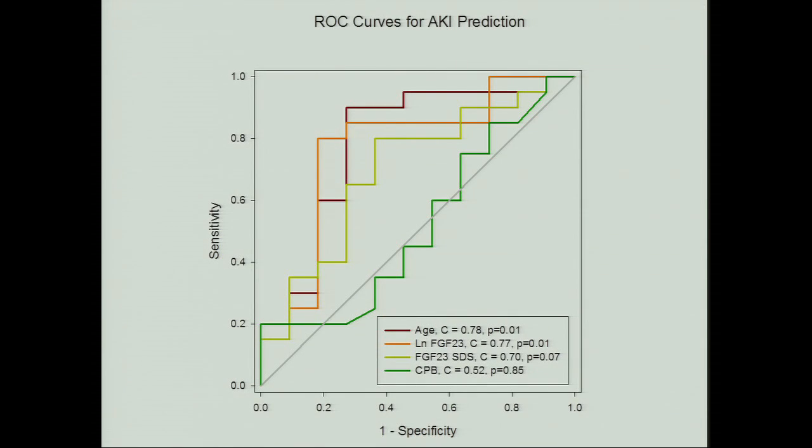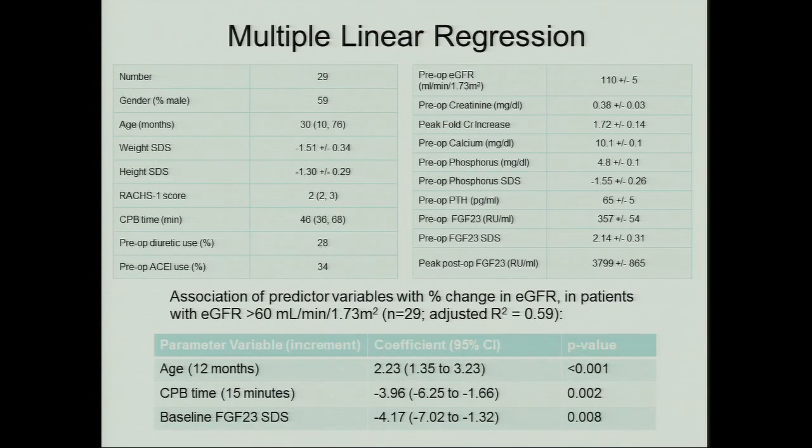The ROC curve for AKI prediction showed that FGF23 standard deviation score tended to predict acute kidney injury with an area under the curve of 0.7. Now, we defined acute kidney injury per validated criteria, which defines acute kidney injury as a 1.5-fold increase in serum creatinine. However, given the loss of power inherent to dichotomization and the fact that decreases in kidney function of less than 50% may still be significant, we also used a continuous outcome variable, that of percent change in GFR from baseline.